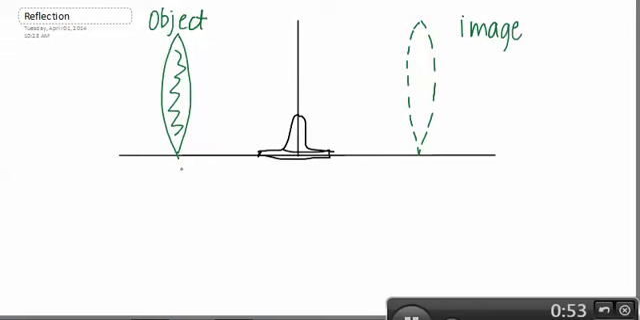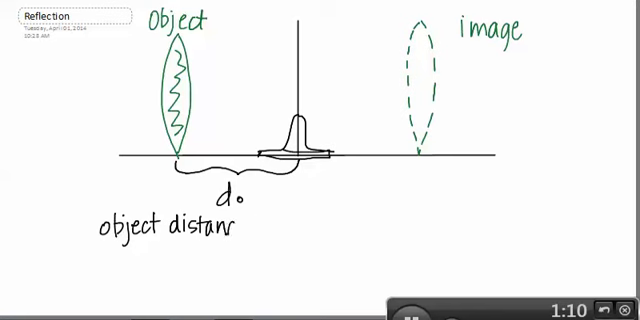And then you measured a distance from the mirror to our dot right here, to the object. Let's call that the object distance. So DO is object distance. What about the distance from the mirror to the image? What do you want to call that? Yeah, DI, image distance.